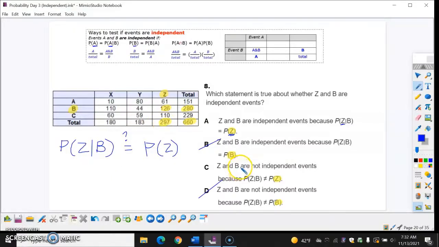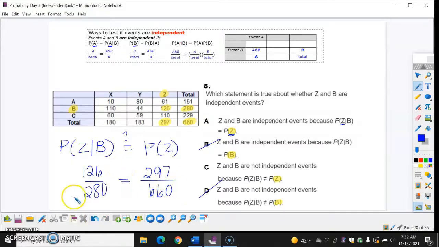See if you can figure that out. The probability of Z given B means out of the total number of B's, whatever comes after the fraction bar, that total goes on the bottom. Out of those, 126 are Z. And overall, the probability of Z would be all of the Z's over the total, which would be 660.